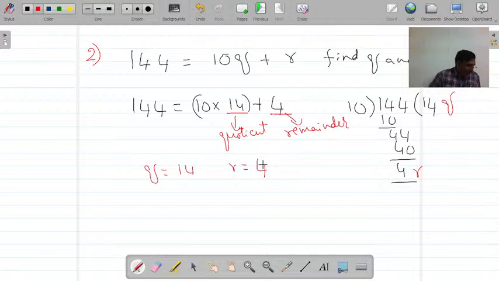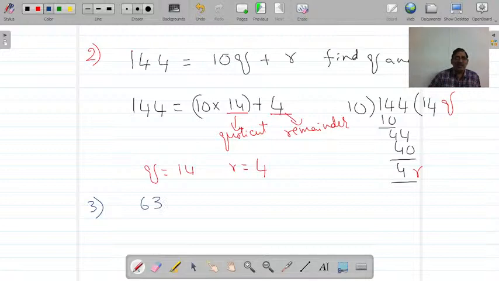Fantastic. And some of you already answered it. Q is 14 and R is equal to 4. Right. Now I will give you just one more problem. Then we can move ahead to the next topic. This is a very simple thing. Okay, all of you can try. I am giving you a simple question so that you can move ahead.